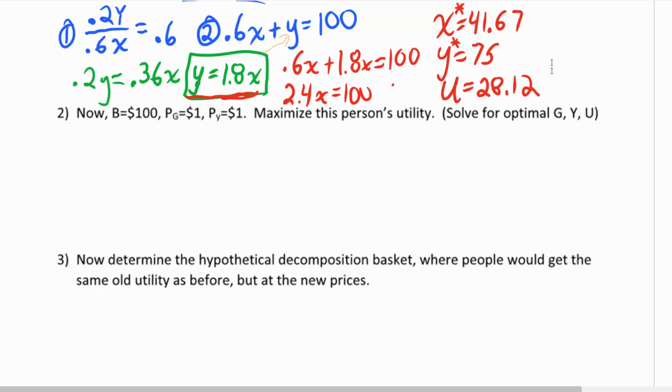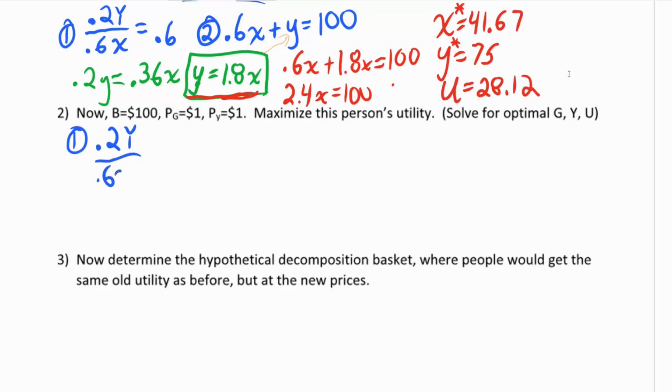Well, obviously they're going to be angry because their utility is going to go down, but let's see by how much. Okay, so our first equation, the same marginal rate of substitution, 0.2y over 0.6x equals the ratio of the prices, is now 1 over 1, or just 1. Second equation, budget line. Now it's 1x plus 1y, because the prices are 1 each, equals 100.